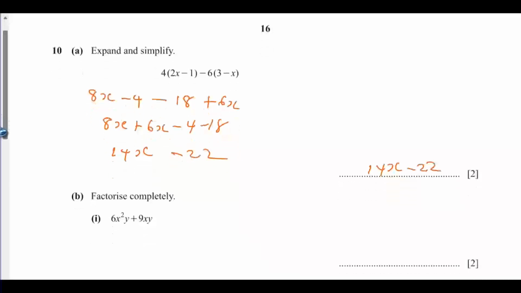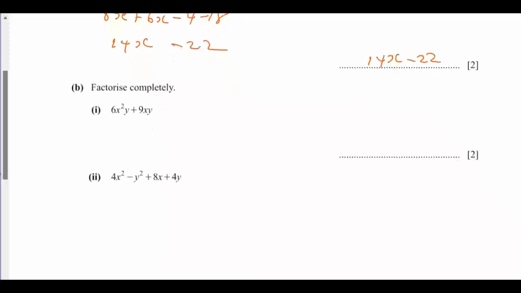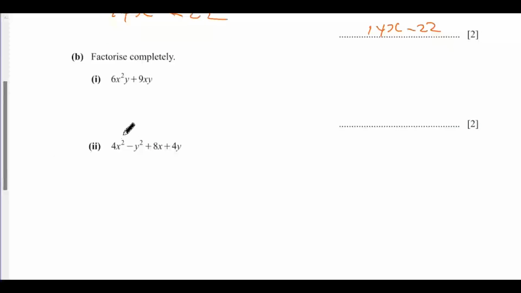Okay, so factorize completely. So here, what is common? 3xy is common. If we take out 3xy, we're going to have 6 divided by 3, you have 2, then x squared divided by x, you have x, y cancels y, plus 9 divided by 3, you have 3, x cancels x, y cancels y.